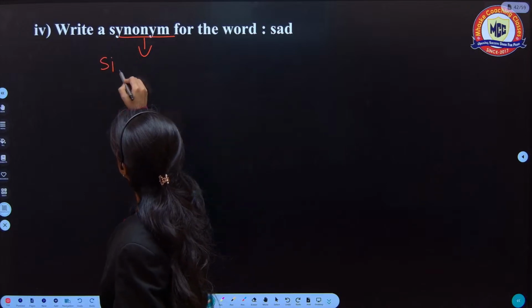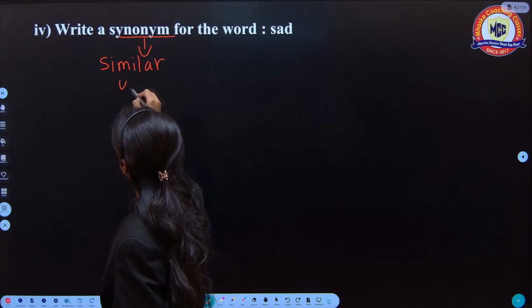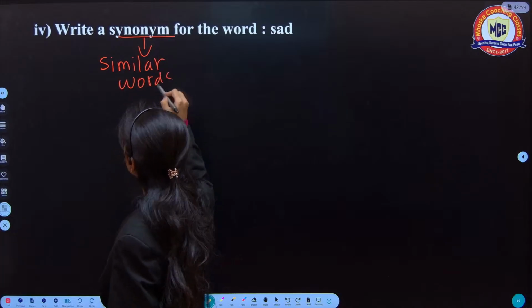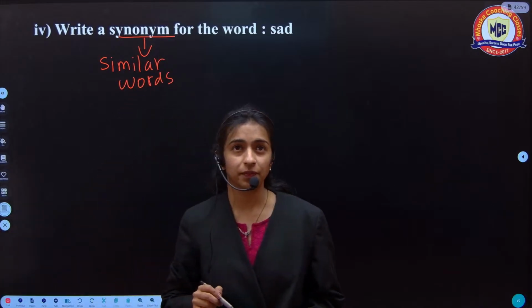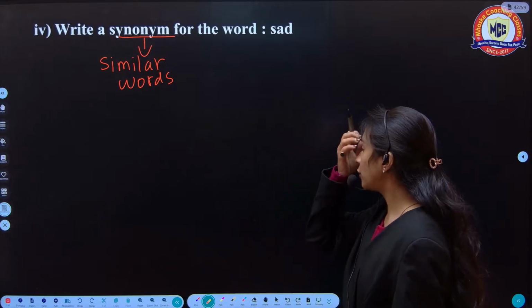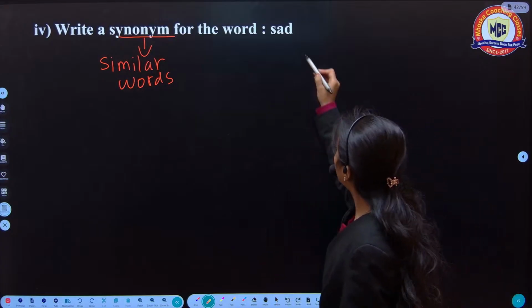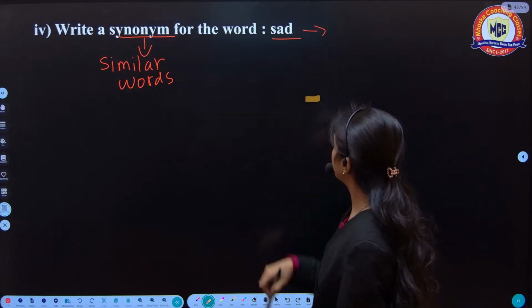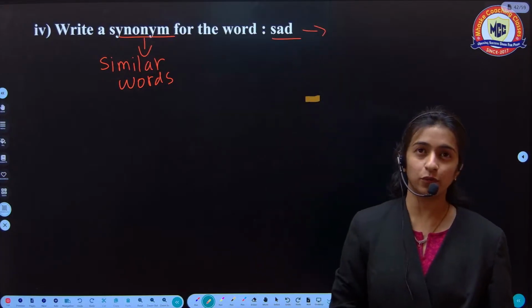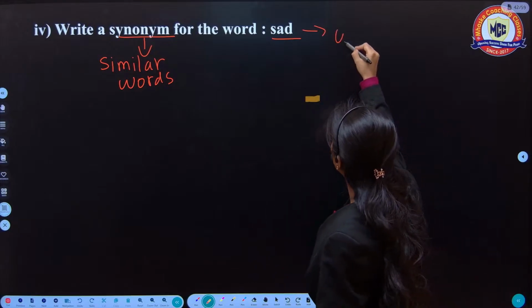Synonyms means similar words. Okay? So when they ask you for synonyms, you have to answer with similar words. What is the similar word for sad? Yes, you can also comment if you know the answer. So sad means basically unhappy.